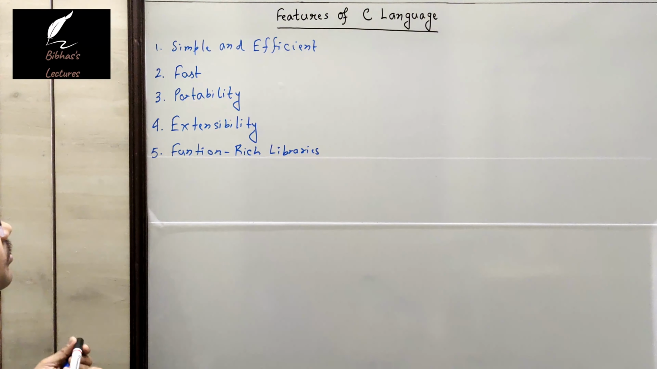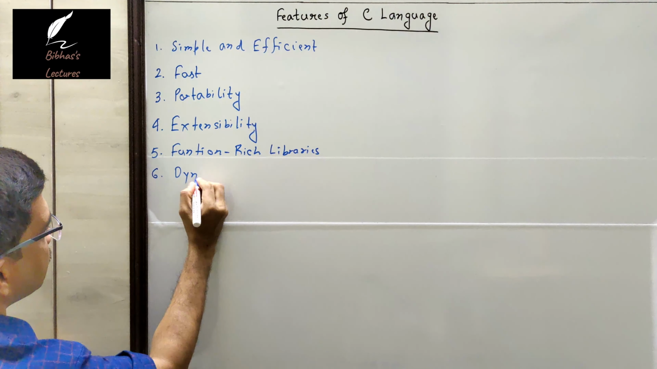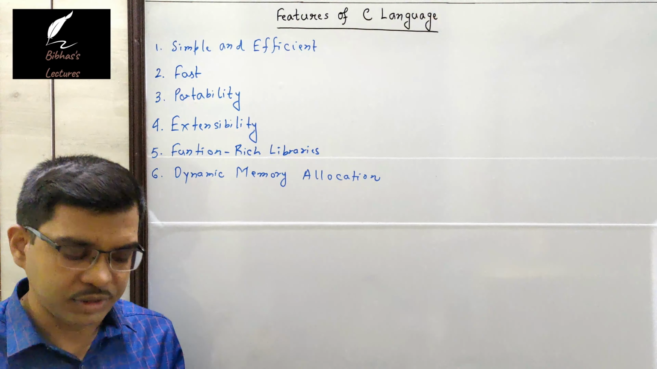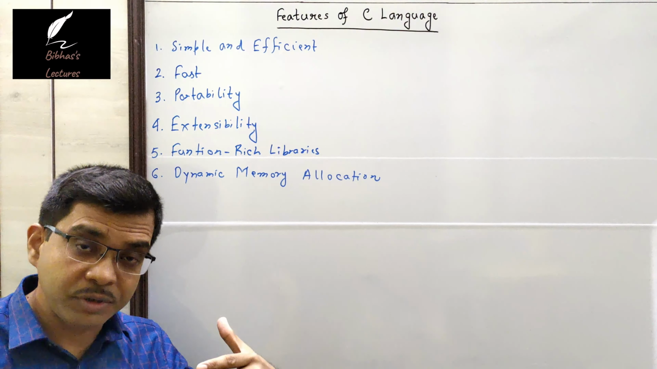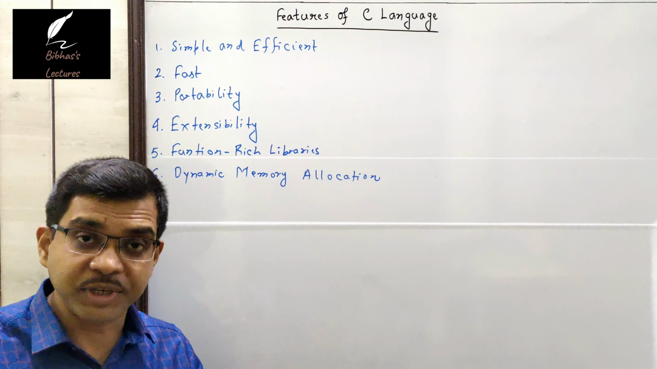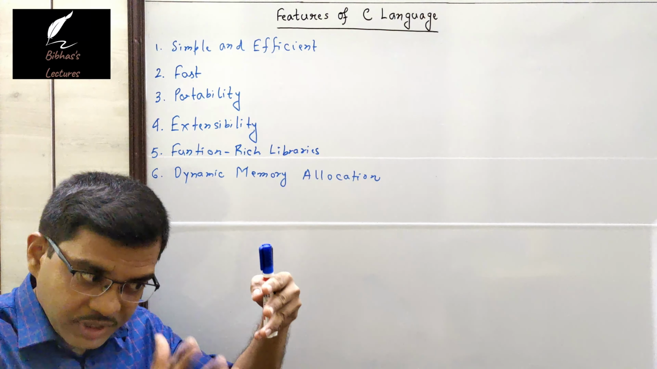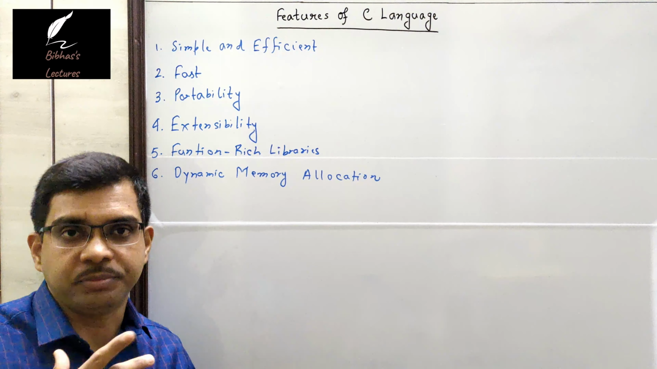Okay, now number 6 is dynamic memory allocation. This is one of the most important features of C language. Now what is dynamic memory allocation? From the name you can understand that the memory will be allocated dynamically. That means at run time, at execution time, when the program is running, at that point of time we can allocate memory.